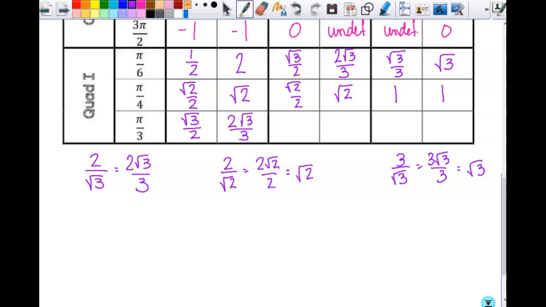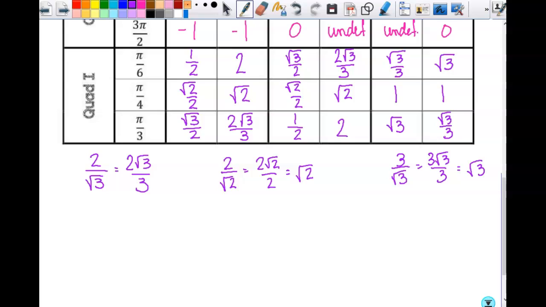Then cosine of pi over 3 is 1/2. So the secant is 2. Tangent of pi over 3 is the square root of 3. So the cotangent has to be what? Square root of 3 over 3. Okay.